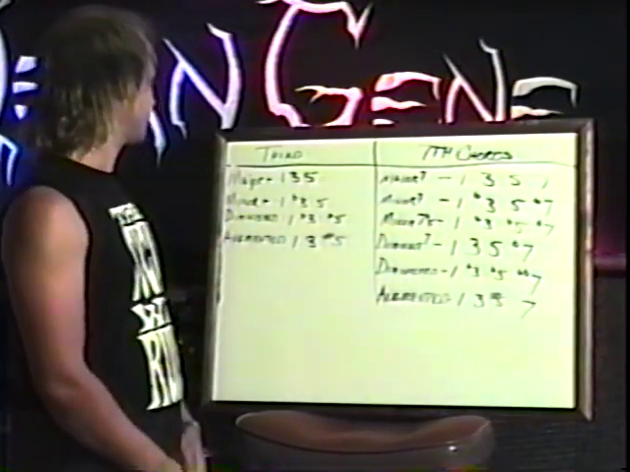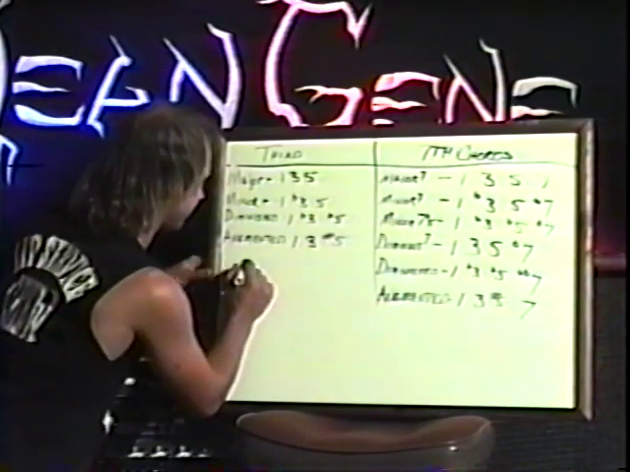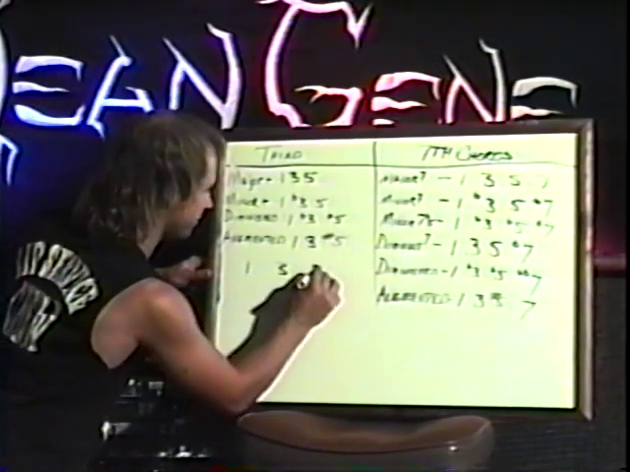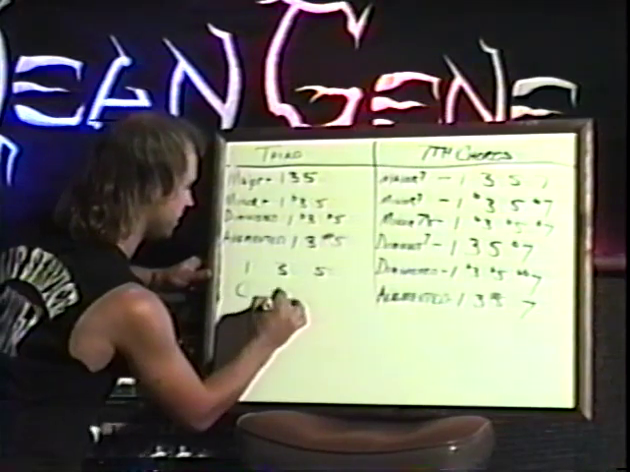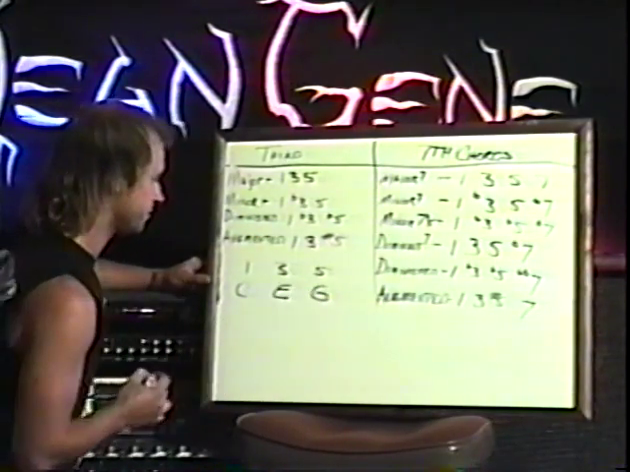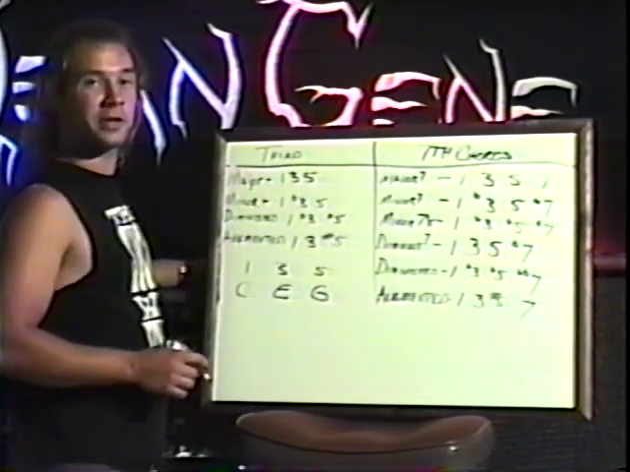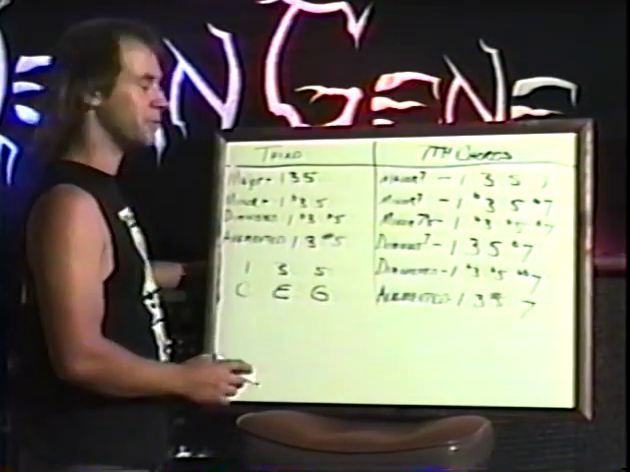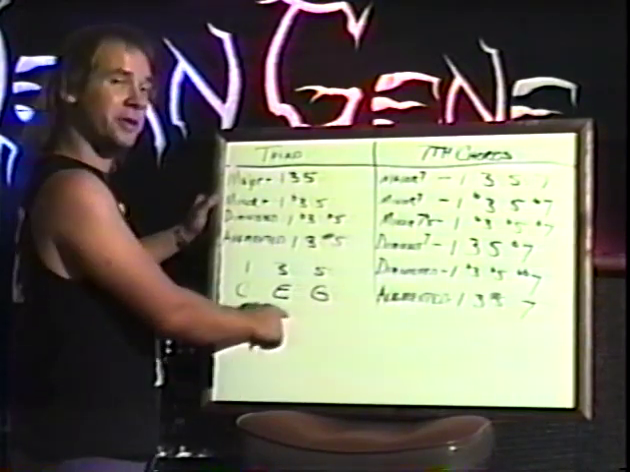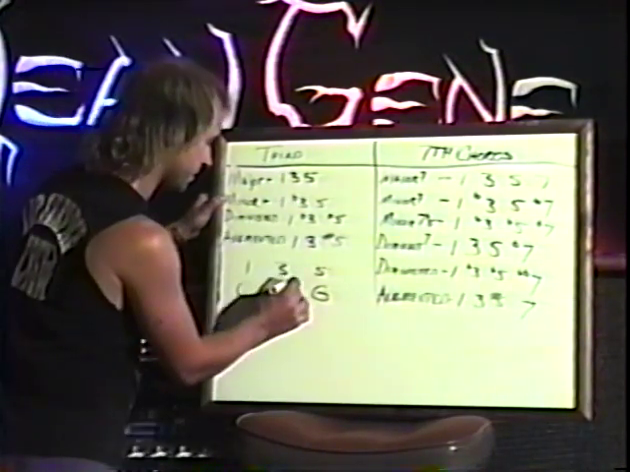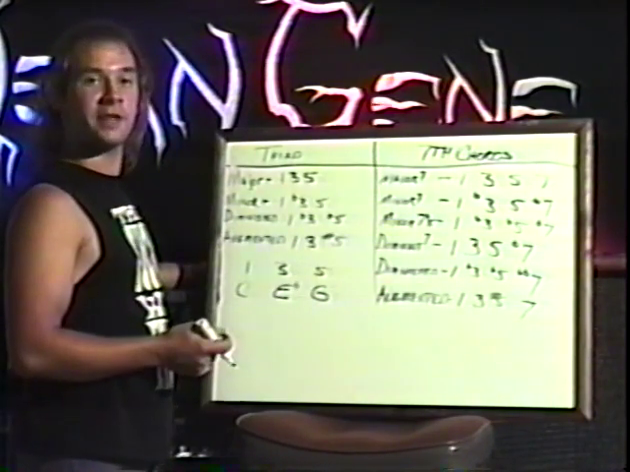So let's say we just got the 1, 3, and 5. So we got C, E, and G. Right now we know it's already a major chord because we got the 1, 3, and 5. So if I wanted to make this a C minor chord, we just flatten the 3. So now we got C, E flat, and G.